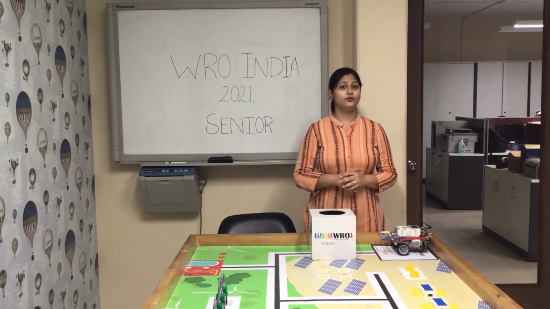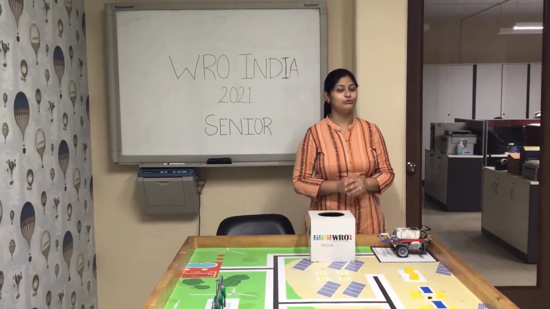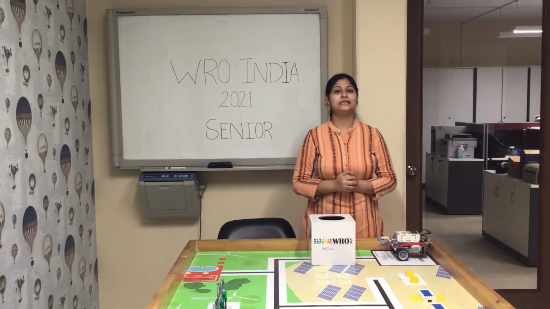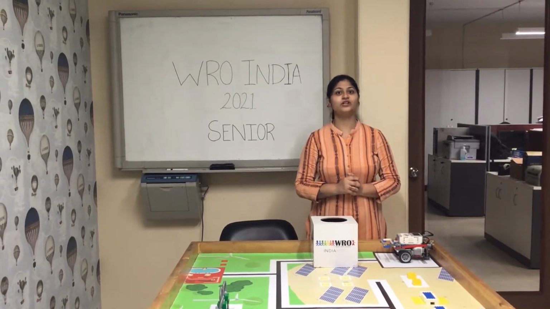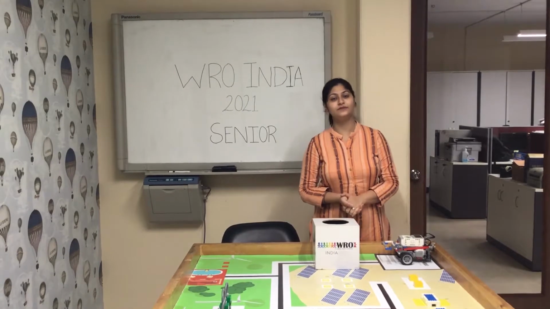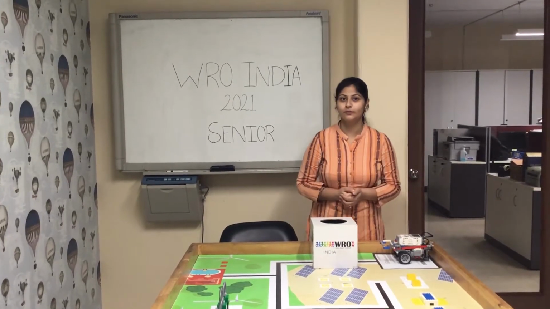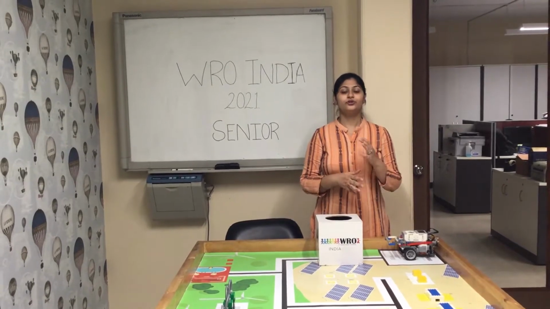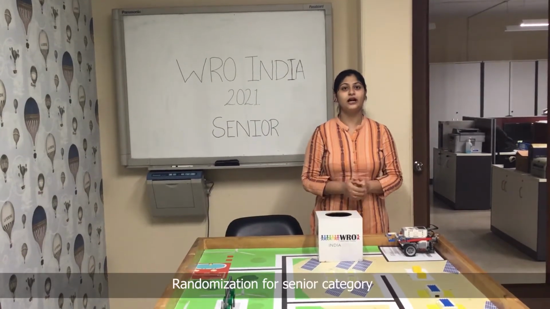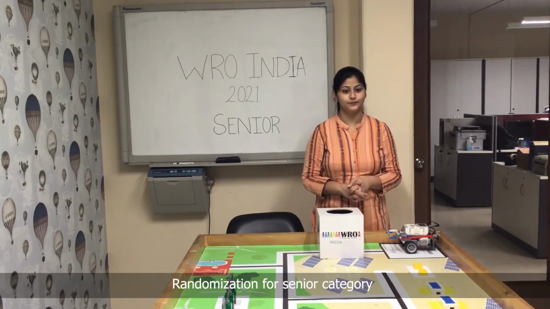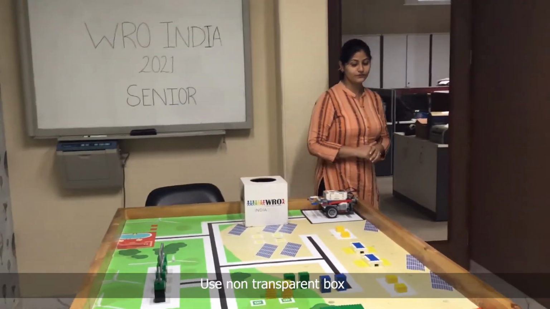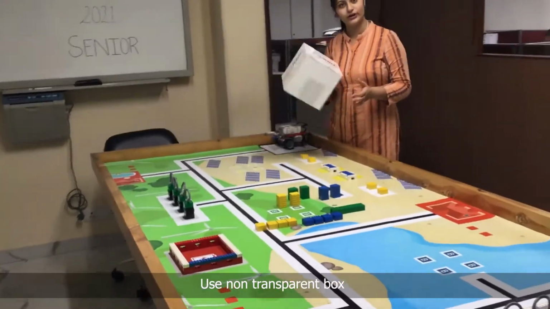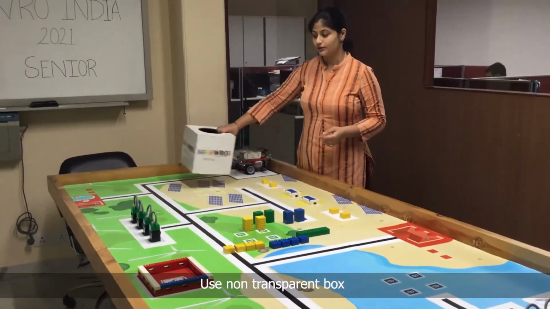I believe all of you by now have gone through the senior high category rules and also seen the general video in which I have explained how the teams will create their video for submission. So this video is prepared to show the randomization for our senior category. For the randomization, what teams require is again the non-transparent box, right?